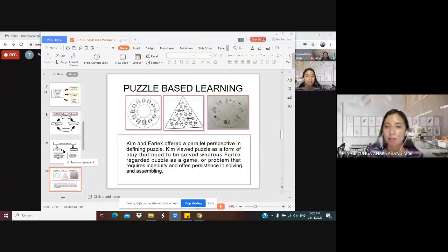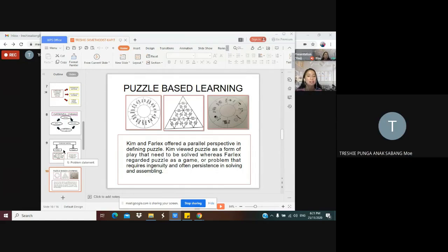And puzzle-based learning, Kim and Palek offer a parallel perspective whereby Kim views puzzle as a form of play that needs to be solved, whereas Palek regarded puzzle as a game, a problem that requires ingenuity and often persistence in solving assembly. So it would be a good combination whereby the students would love it. They play a game, they have to solve something. At the same time, they have to compete to gain something. That's the element of pupils that we need to know.